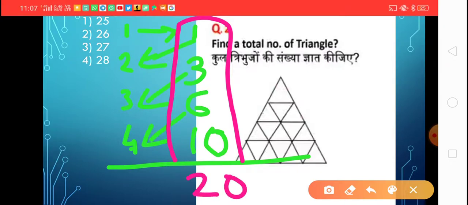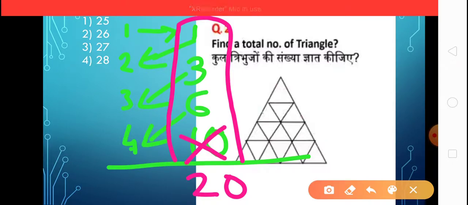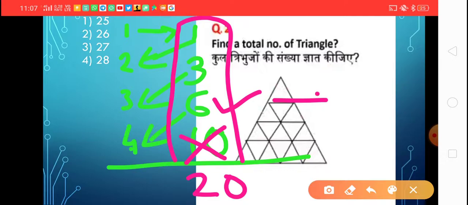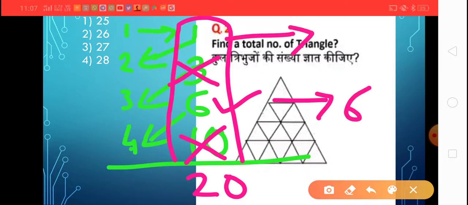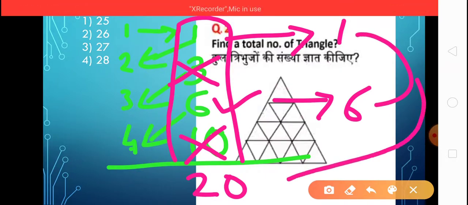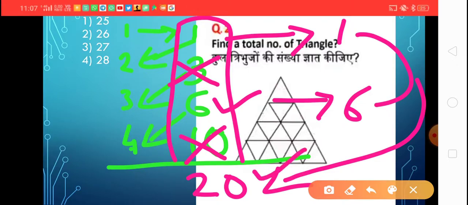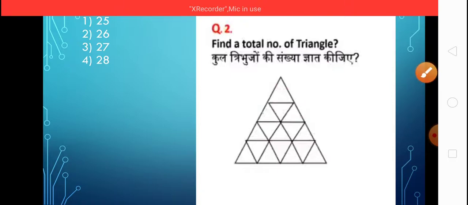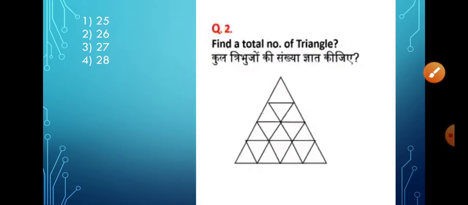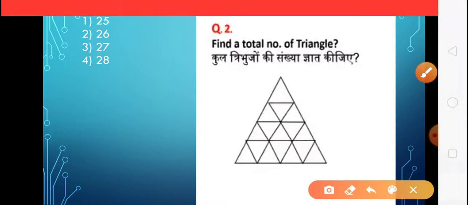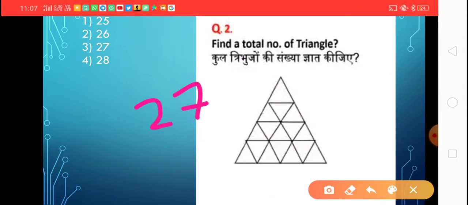Simply. Then from the base we will start, we will eliminate this, we will accept this, so it is 6. Again next to that we will eliminate this, we will accept this, so we have to add this 6 and 1 to this 20, so it becomes 6 plus 20 plus 1, it comes out to be 27, and that is our answer.